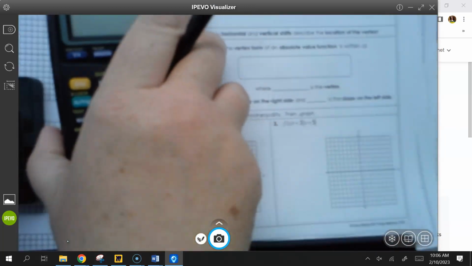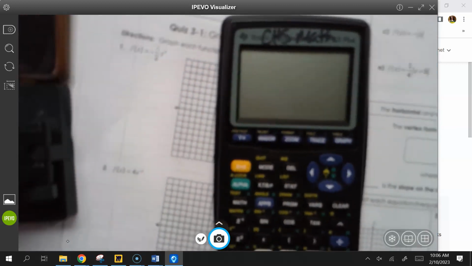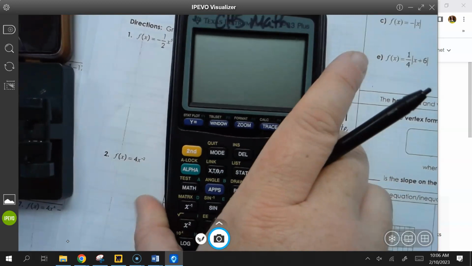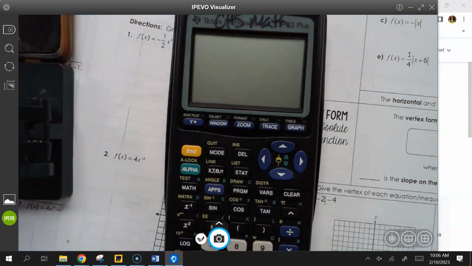All right. As you graph, you may not have ever seen the absolute value. Thank you so very much. I'll drink it anyway.